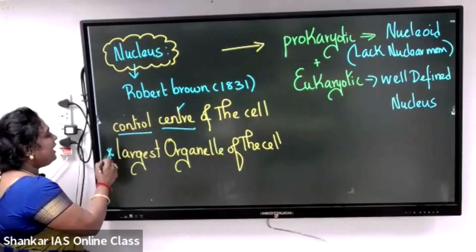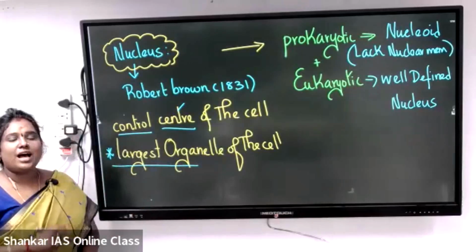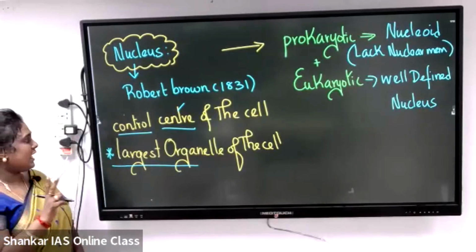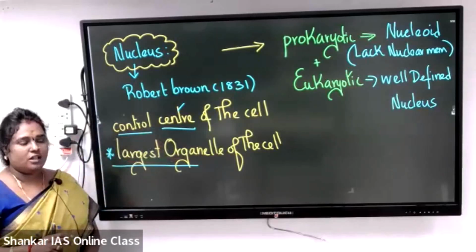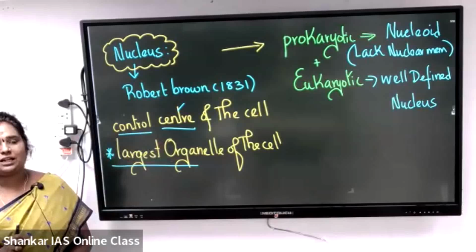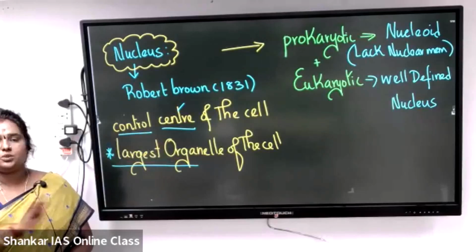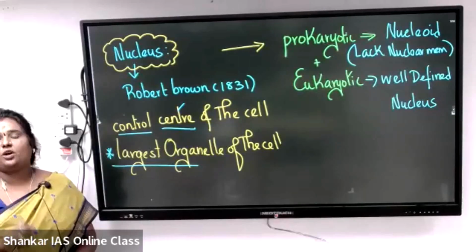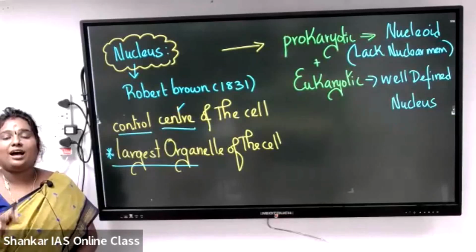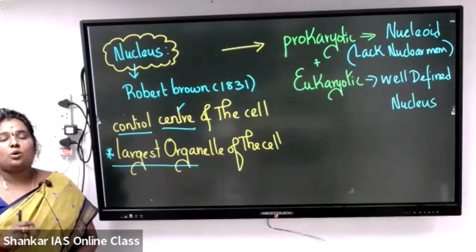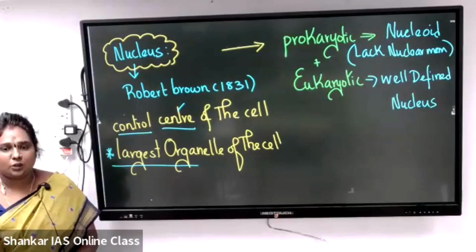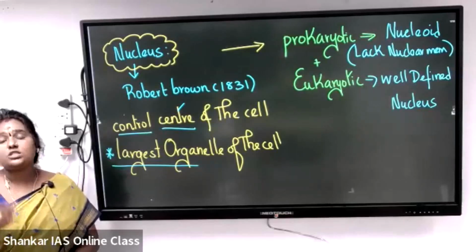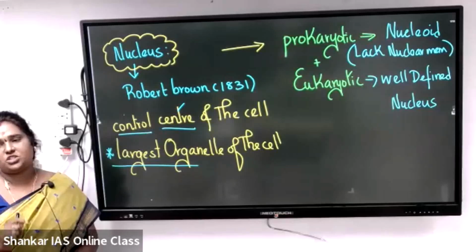So the next point is that it is the largest organelle of the cell. As we discussed, we have two points: one, it is the control center of the cell, and the second, it is the largest organelle of the cell. By these two points, we come to the conclusion that the nucleus is very, very important to the cell. When you study cell biology, or a subject called cytology, we have to have a detailed idea about the nucleus. As I said earlier, it is the control center, and compared to other organelles inside the cell, the nucleus seems to be the biggest, and it carries out various functions inside the cell.